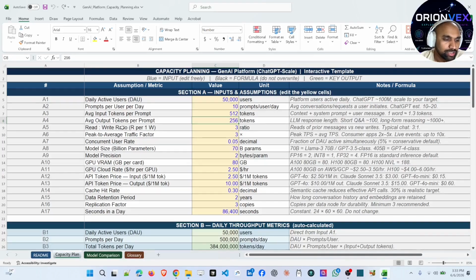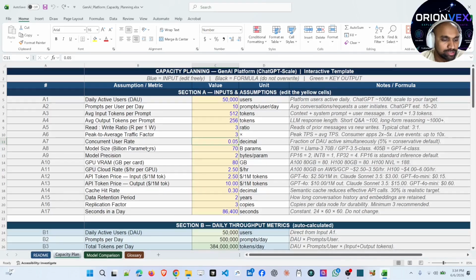Next, the read-write ratio, that is reads per one write. We are considering it as 3, that is reads of prior messages versus new writes. Typical chat is around 3:1. Peak to average traffic factor, we are considering 3, so at peak level we can consider around 3 times the normal traffic. Concurrent user rate is around 0.05, that is how many users are using the platform at a time.